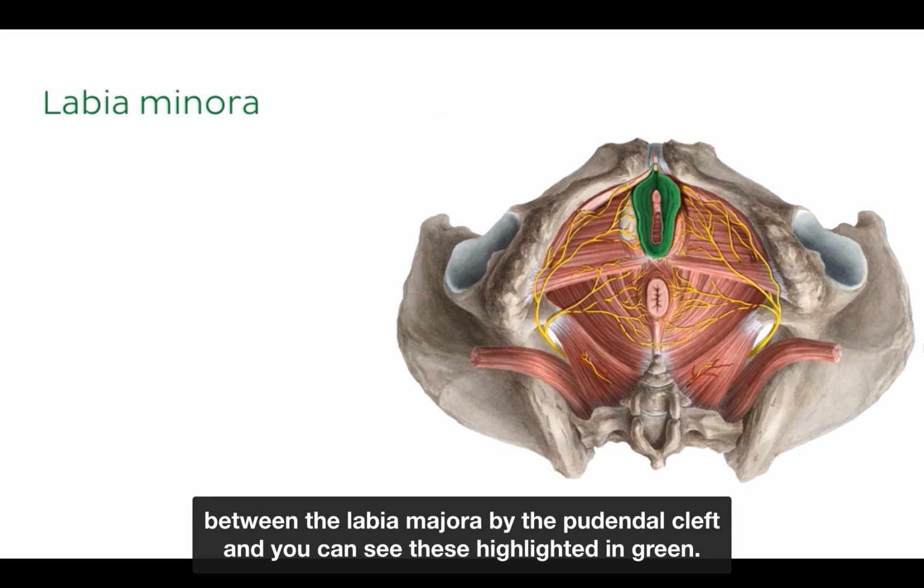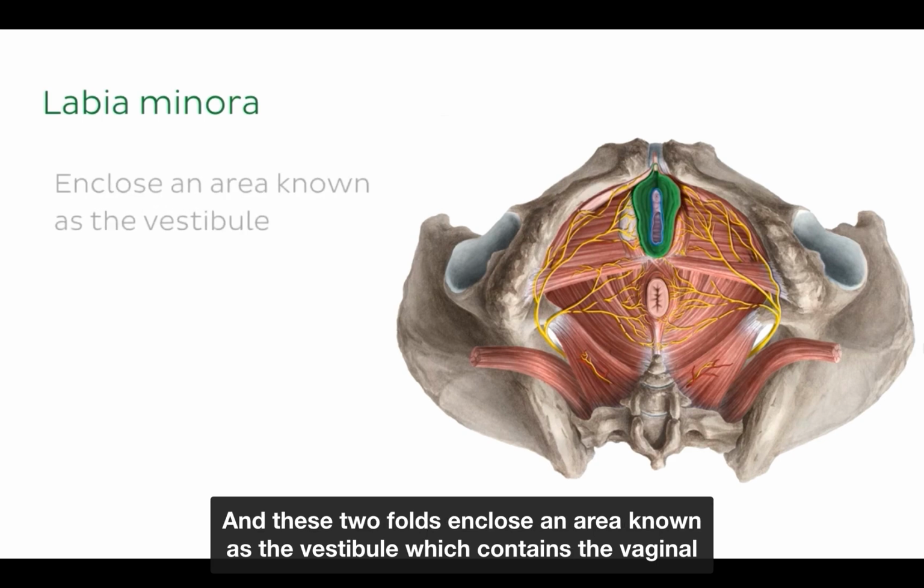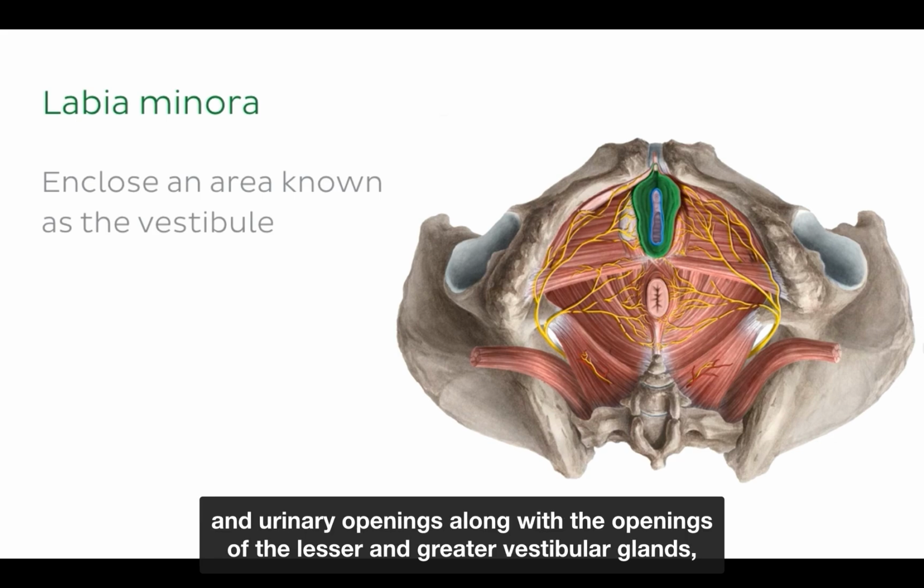The labia minora are two thin longitudinal folds devoid of fat that are usually enclosed between the labia majora by the pudendal cleft, and you can see these highlighted in green. These two folds enclose an area known as the vestibule, which contains the vaginal and urinary openings, along with the openings of the lesser and greater vestibular glands.